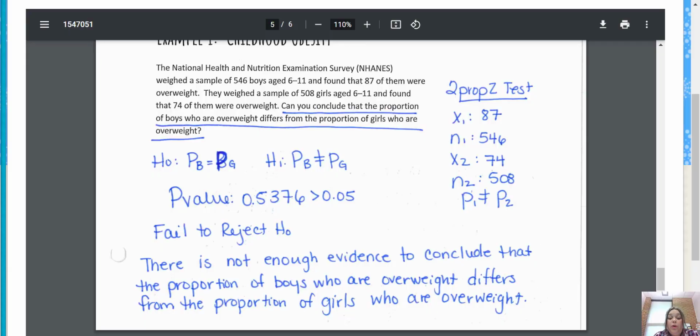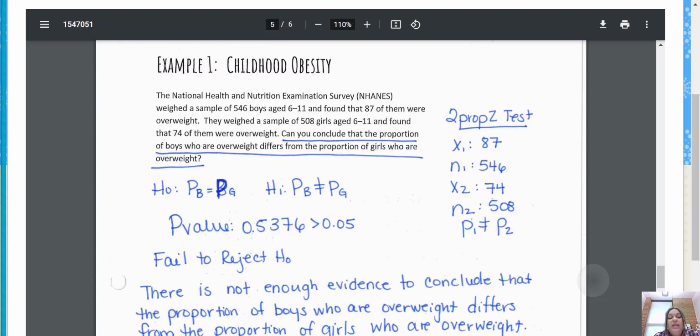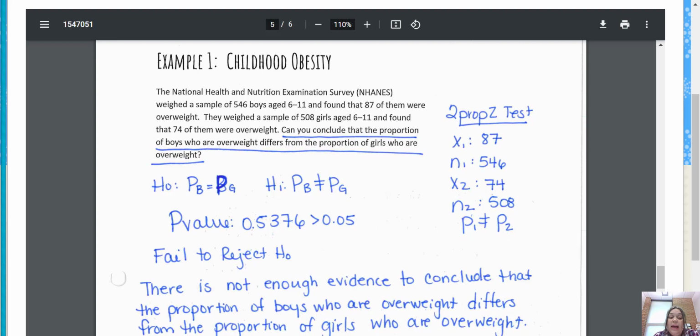Hi, in this video we're going to be talking about how to use Rguroo to perform hypothesis testing for comparing two population proportions. So I've pulled up a previous example that we worked using the TI calculator, and we're going to do the same example using Rguroo.